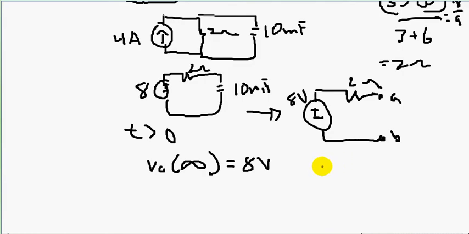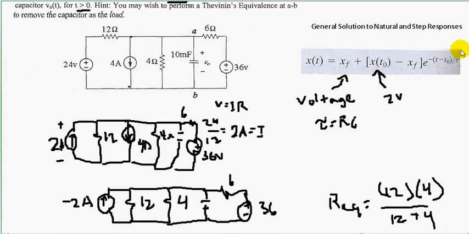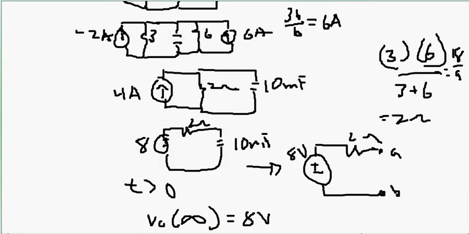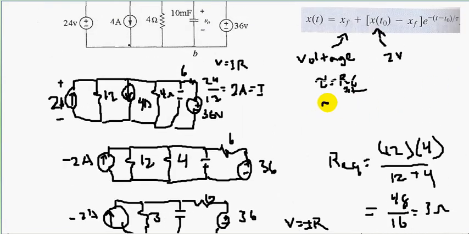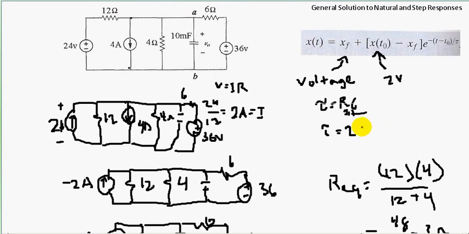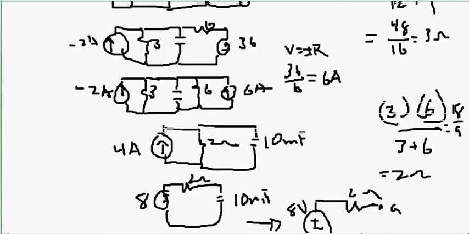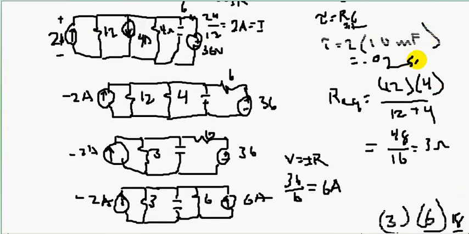And now that we have a final value for our voltage, we need to find tau. Tau is RC, actually our Thevenin resistance times C. What's our Thevenin resistance? We just found it using source transformation: 2 ohms. So tau is equal to 2 ohms times 10 millifarads, or 10 times 10 to the minus 3, and we get 0.02 seconds.